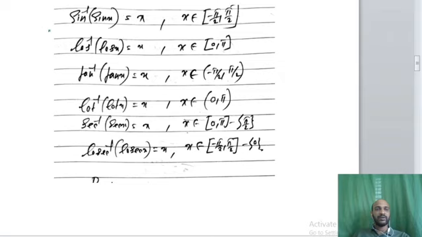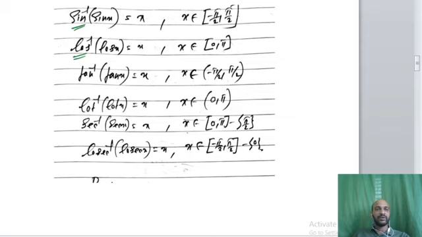Now consider property 2, sin inverse of sin x equal to x, where x belongs to minus pi by 2 to pi by 2, which is the principal branch of sin inverse. cos inverse of cos x equal to x, where x belongs to 0 to pi. Here 0 to pi is the principal branch of cos inverse. Same way we can prove tan inverse of tan x equal to x, cot inverse of cot x equal to x, cosec inverse of cosec x equal to x.